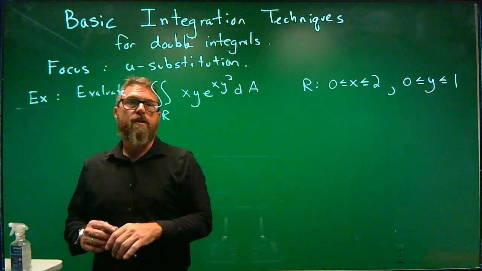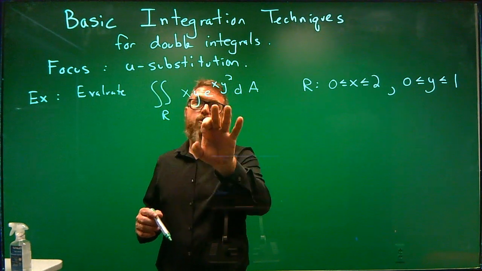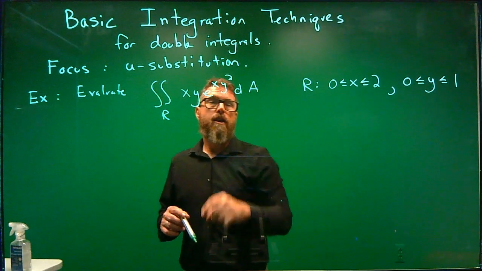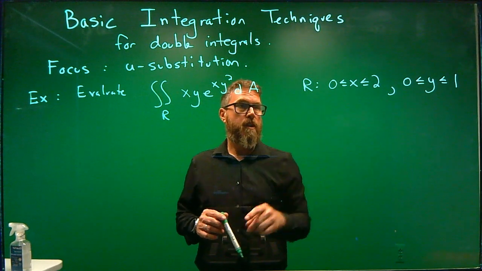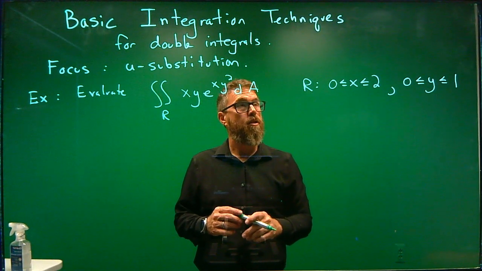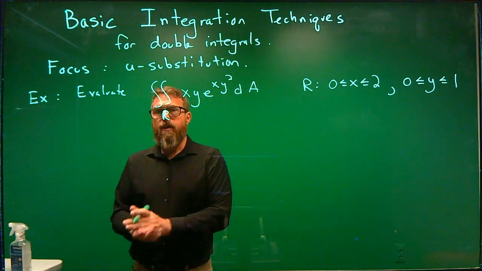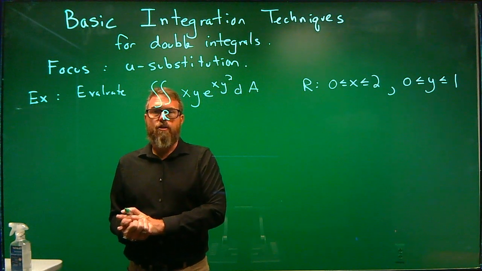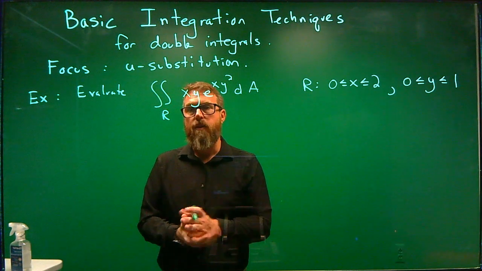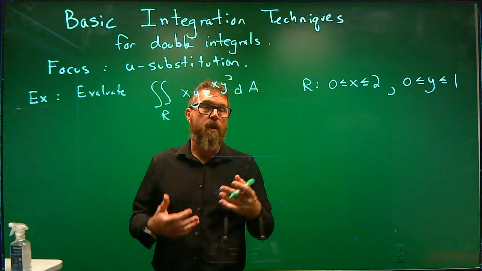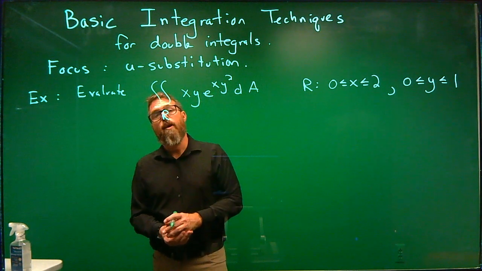So we're going to go after this. I want the double integral over the region of xy e to the xy squared over the area. So the region is going to be 0 less than or equal to x less than or equal to 2, and then 0 less than or equal to y less than or equal to 1. This video is really showing us, if I'm going to do U-Substitution, we have to be careful what we integrate with respect to first. Do I want to do it with respect to y first or x first?